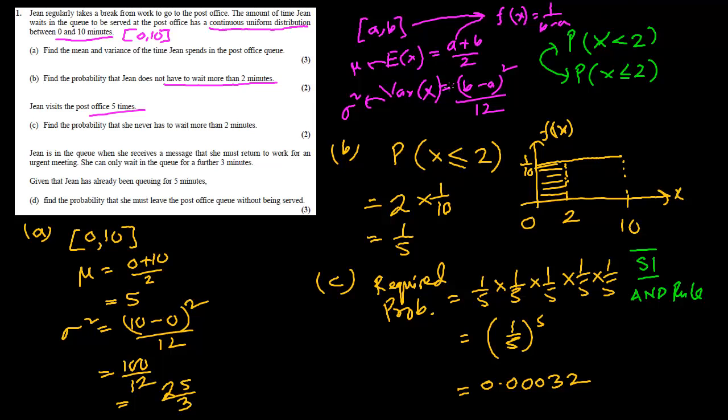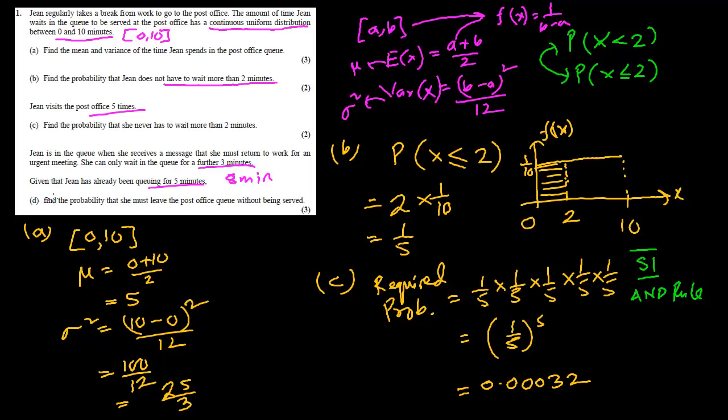So this is something that was given at the first. Jean regularly takes a break from work. Now it is known that she has to go back. She can only wait in the line for a further 3 minutes. That means she has 3 minutes in her hand, given that she has already been in line for 5 minutes. So that makes a total of 5 minutes and 3 minutes is 8 minutes. So she's already in line for 5 minutes and she got a message that she has to leave within 3 minutes. That means she can be there a maximum of 8 minutes. That's how much time she can spend there.